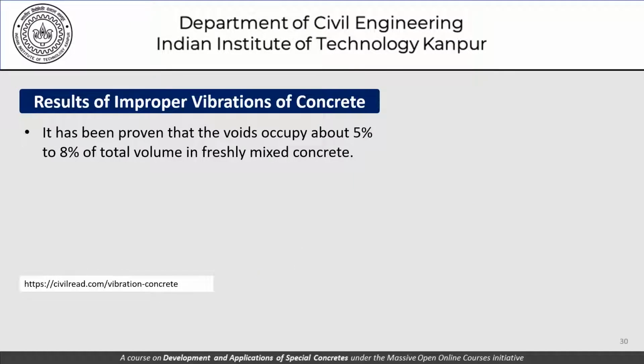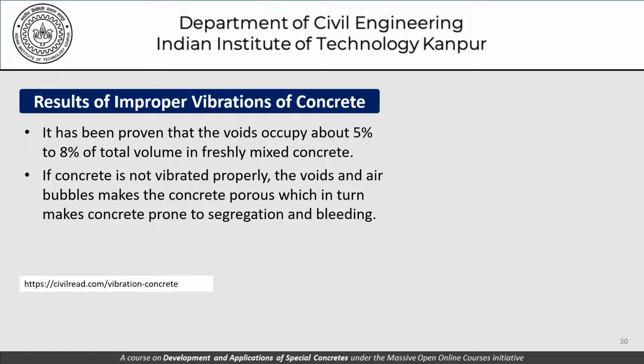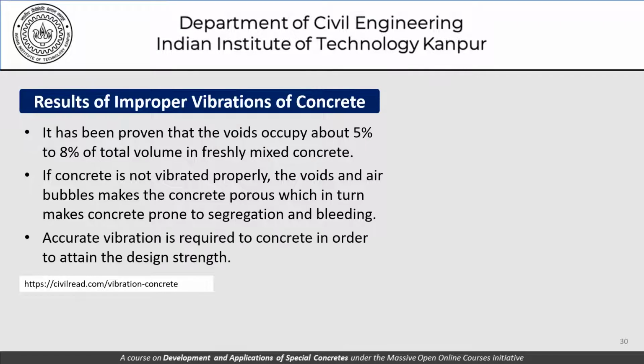Now, before we close, we should discuss a little bit about the results of improper vibrations in concrete. It has been proven that voids occupy about 5 to 8% of the total volume in freshly mixed concrete. If concrete is not vibrated properly, the voids and air bubbles make the concrete porous, which in turn makes the concrete prone to segregation and bleeding, and of course has a detrimental effect finally on the durability itself. Accurate vibration is required for the concrete in order to achieve the design strength.